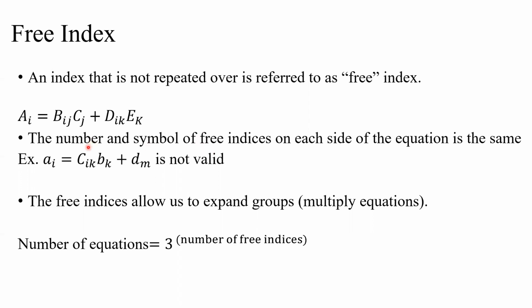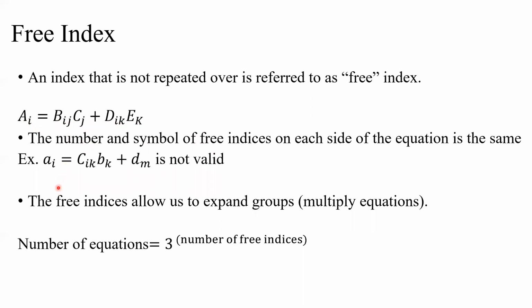So here we have A_i. i is not repeated, so that's a free index on the left side. B_ij C_j: j is repeated, so j is a dummy index, and i is a free index. Here, k is repeated, and i is a free index. So you can see the symbol and the number of free indices on the right side of the equation is the same as the left side of the equation.